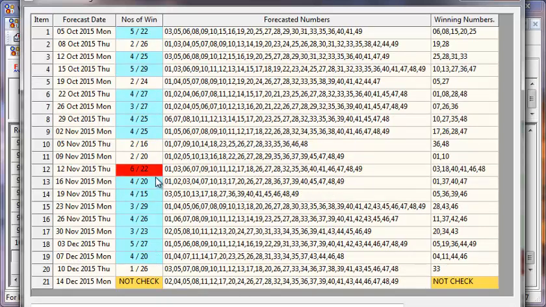Alright, the last one, take the precision scan. Precision scan, we have got 28 numbers, but we got 4 correct.